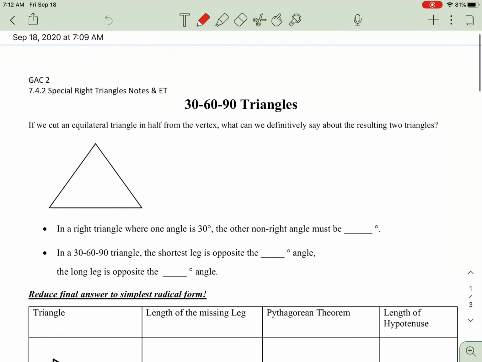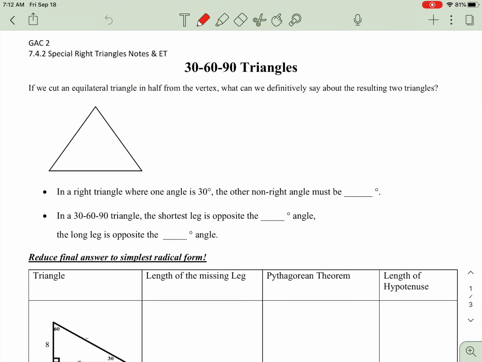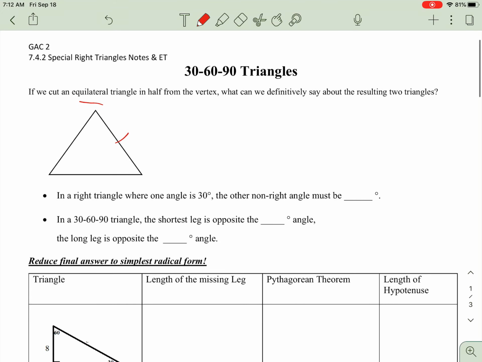Okay, so top part here, little warm-up. If we cut an equilateral triangle in half from the vertex, what can we definitively say about the resulting two triangles? So remember, equilateral means that they're all the same. They're all the same length. All sides are the same.